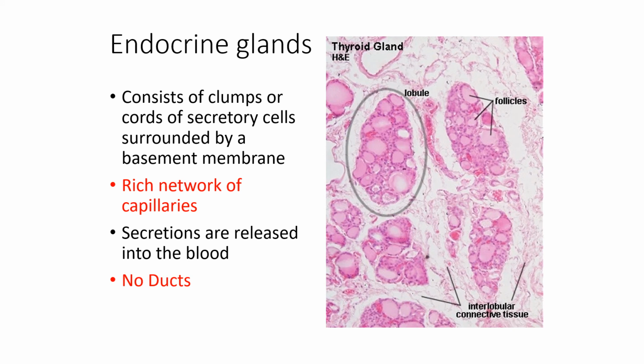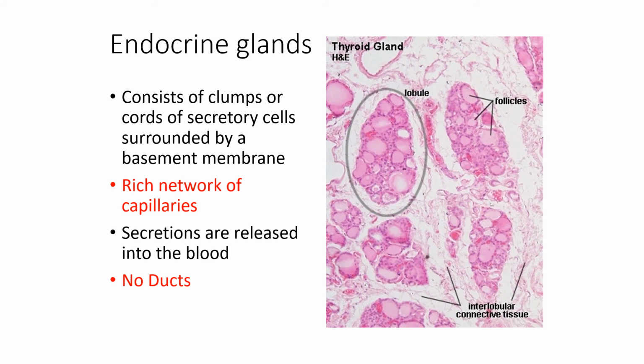Now just a little bit about endocrine glands, which you will learn later. Endocrine glands consist of clumps or cords of secretory cells which are surrounded by a basement membrane. They are special in that they have a rich network of capillaries, and their secretions are released directly into blood, and there are no ducts.